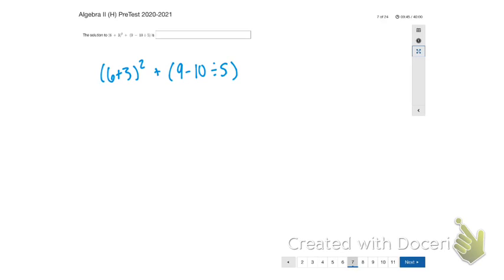Okay, so parentheses first. So 6 plus 3 squared, that becomes 9 squared. In these parentheses, I would do the 10 divided by 5 first. So this is going to be 9 minus 2. So this becomes 81 plus 7, which is 88.